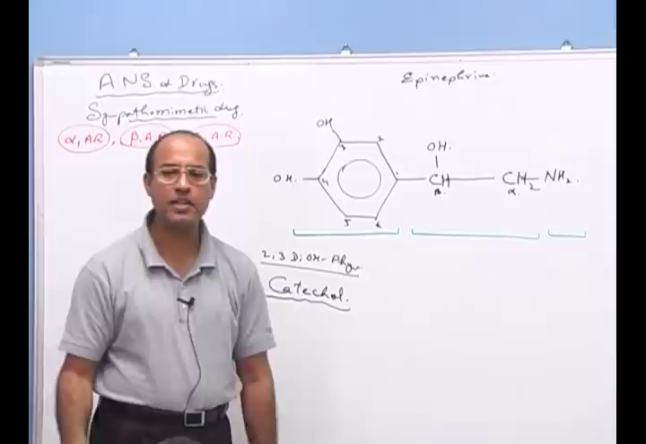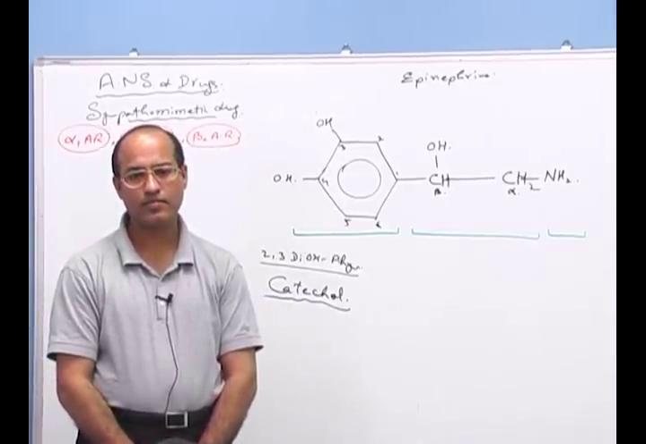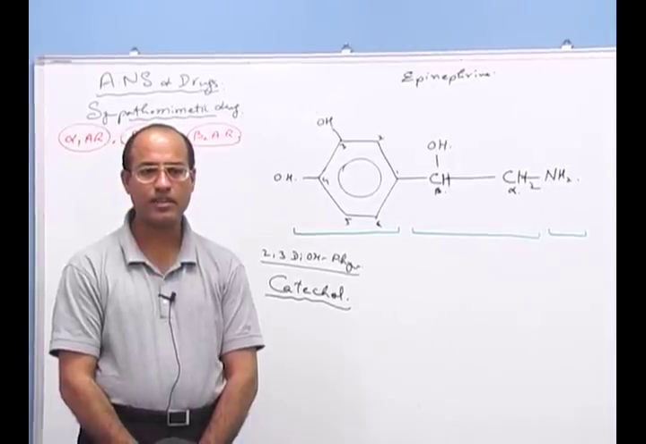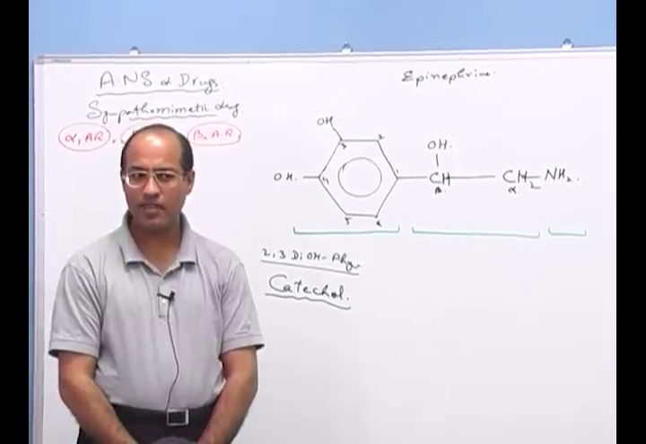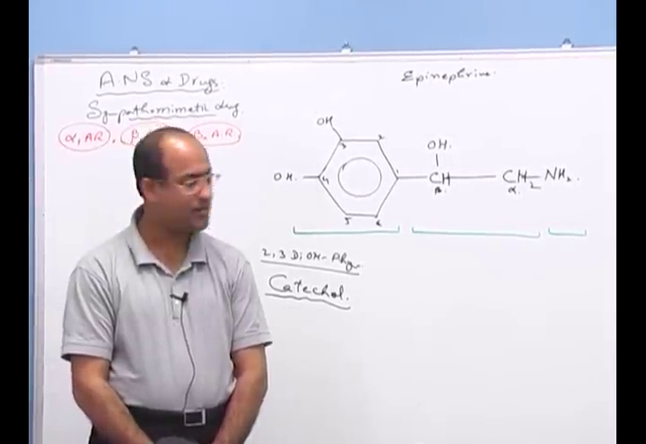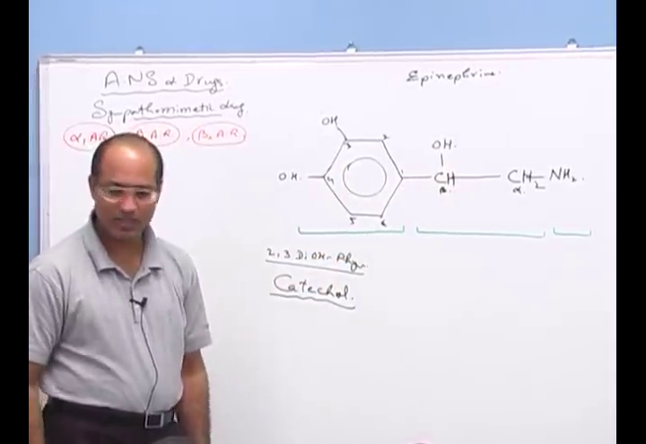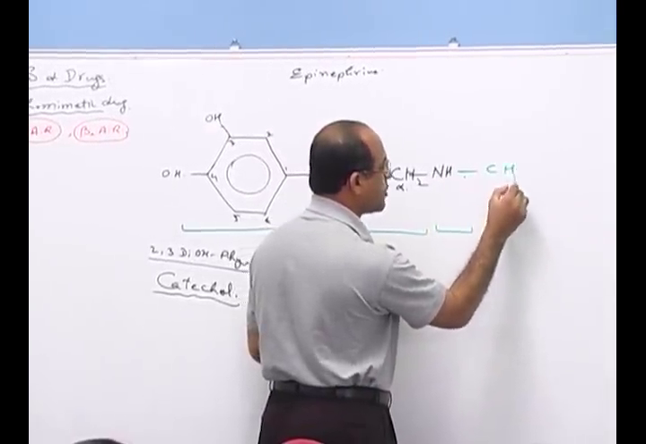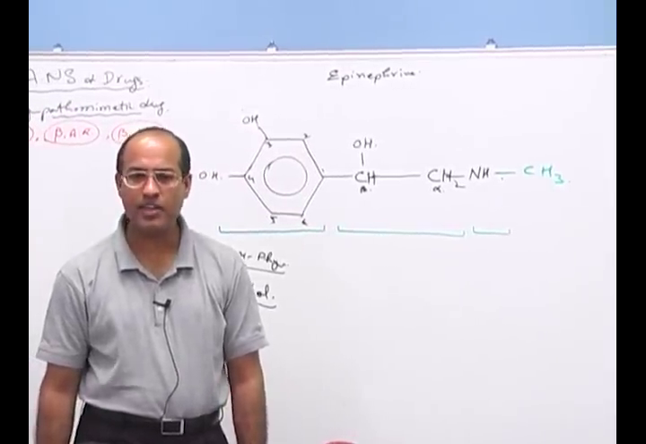Have you heard of norepinephrine? This is the norepinephrine structure. That means you don't know the synthetic pathway: tyrosine going to dopa, then to dopamine, then norepinephrine, then epinephrine. Anyway, this structure is called norepinephrine. And if you add a methyl group here, remove one hydrogen and add a methyl group, what is it? Epinephrine.